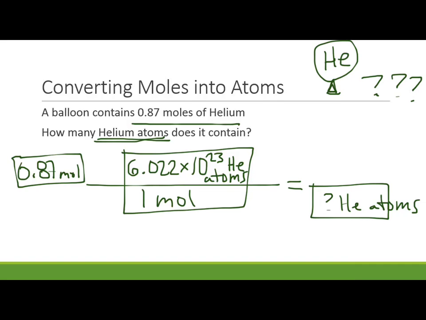All right, check myself before I wreck myself by messing up my units. So moles cancels moles, helium atoms cancel helium atoms, and I know I've set up this problem correctly. So now all I have to do is multiply 0.87 times 6.022 times 10 to the 23rd and divide by 1. So let's go ahead and enter that. 0.87 times 6.022 times 10 to the 23rd, and it comes out to 5.23914 times 10 to the 23rd.